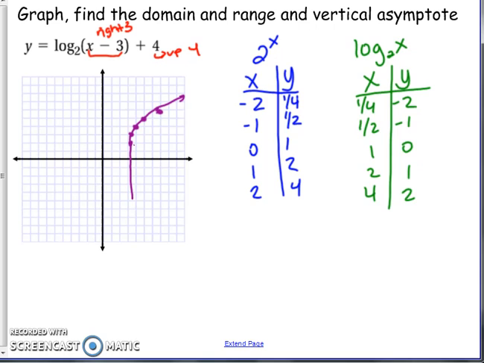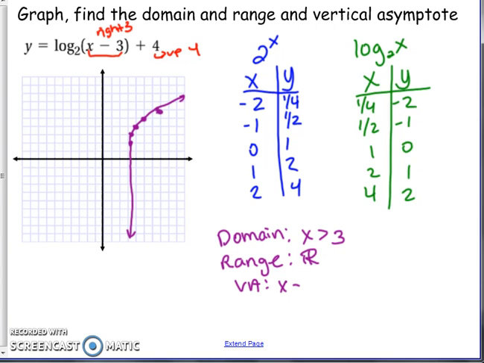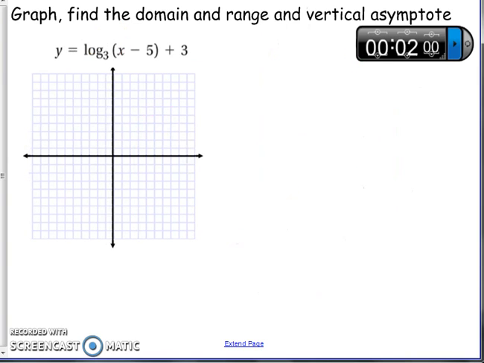So since we moved it to the right, that's going to change our domain. So the domain is now going to be x is greater than 3. The range is still going to be all real numbers. And the vertical asymptote is going to be the same as the domain, so x equals 3. Now you can make a chart if you want to, and actually write the points that you're using instead of just counting to the right 3 and up 4. Either way is fine.